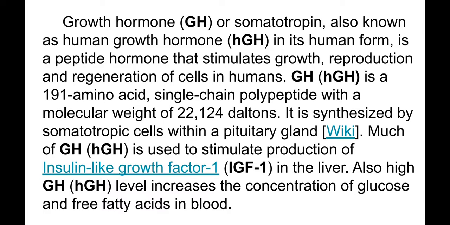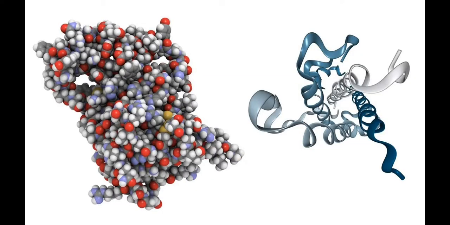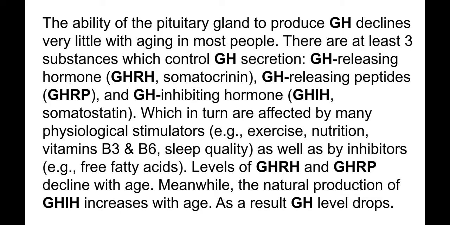Much of the growth hormone is used to stimulate production of so-called insulin-like growth factor 1 in the liver. Also, a high level of growth hormone increases the concentration of glucose and free fatty acids in blood. So you see its chemical structure and model of the hormone. It is a very complicated substance, not easy to synthesize, not easy to produce. Previously, it was just extracted from animal organs, from brain, for example.